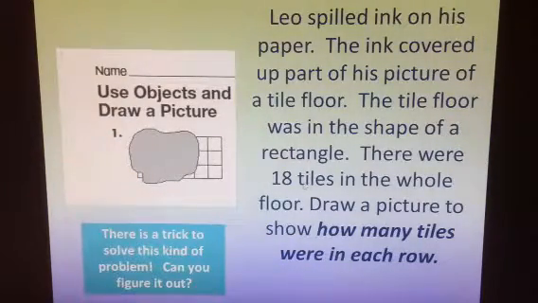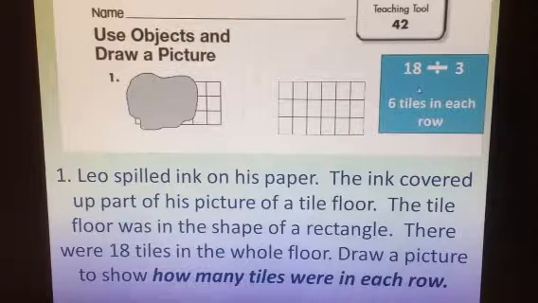You're going to be able to find the answer to this problem by seeing the total number, 18, and dividing that by 3. 1, 2, 3. 18 divided by 3 gives us the other factor in the array, because if you think about it, this picture of a tile floor, it's really an array. It's an array that got covered partly, but it's an array. 18 divided by 3 gives you the answer. 18 divided by 3 equals 6. There's 6 tiles in each row.